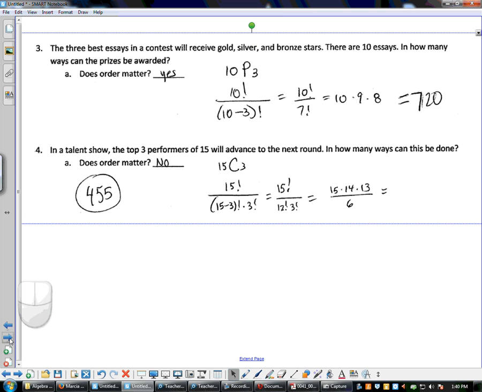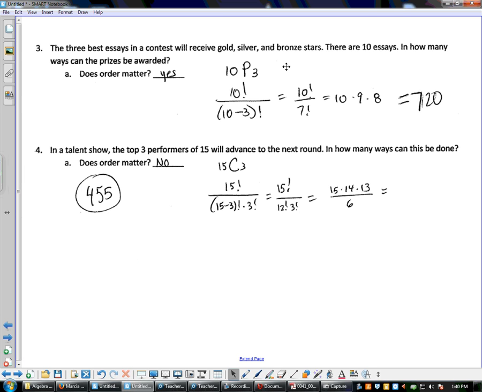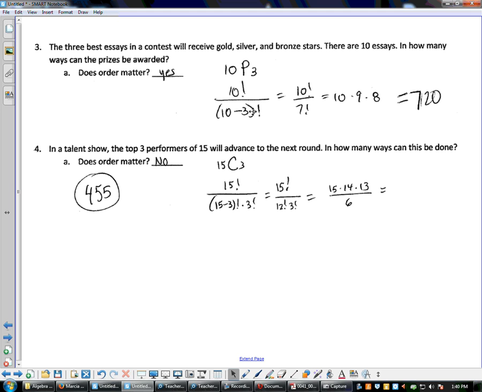For number 3, the 3 best essays in a contest will receive gold, silver, and bronze stars. There are 10 essays, and how many ways can the prizes be awarded? Does order matter? Yes, because Susie might get the gold and Johnny the silver, but then Johnny might get the gold and Susie might get the silver, so order does matter. So we're going to do 10P3, which is 10 factorial over 10 minus 3 factorial. Since order matters, we do not need the extra times 3 factorial in the denominator. So 10 factorial over 7 factorial turns out to be 720.